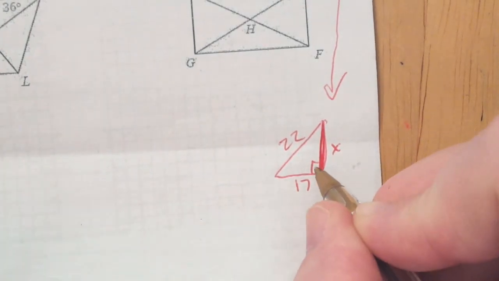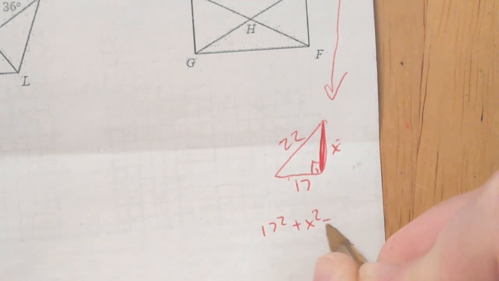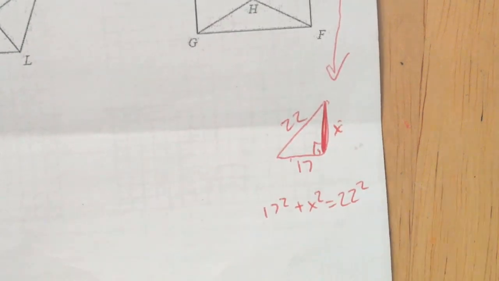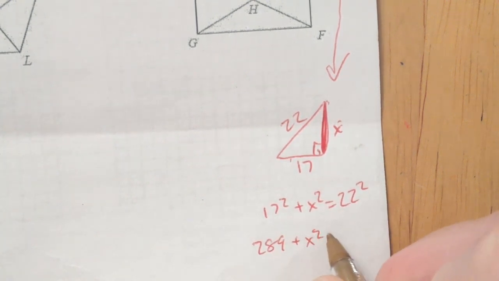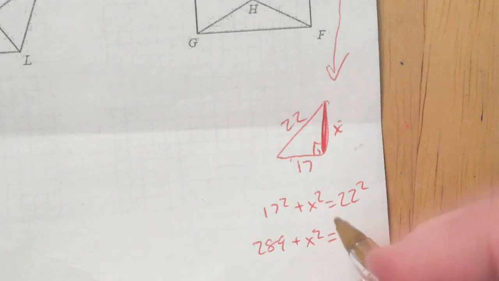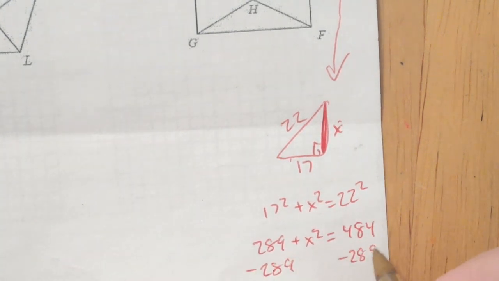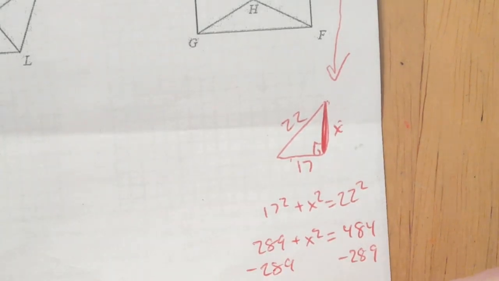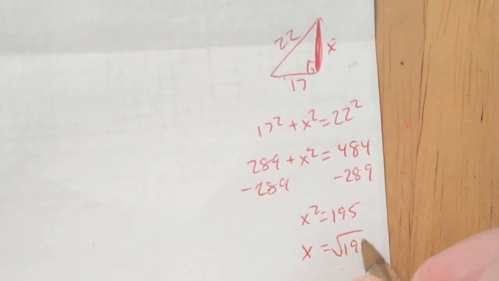So put your finger on the right angle. The two sides you're touching are A and B. So 17 squared plus X squared is equal to the one side you're not touching, which is 22, which is C in this case. So 17 squared, which is 289, plus X squared we're stuck with, equals 22 squared. We get 484. We're going to subtract 289 from both sides. We get X squared is equal to 195. X is equal to the square root of 195.